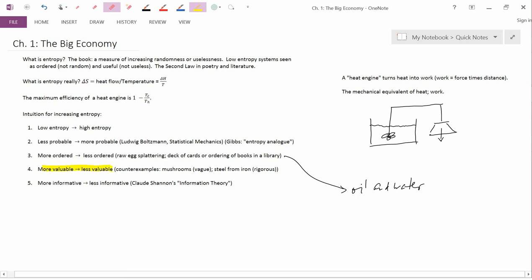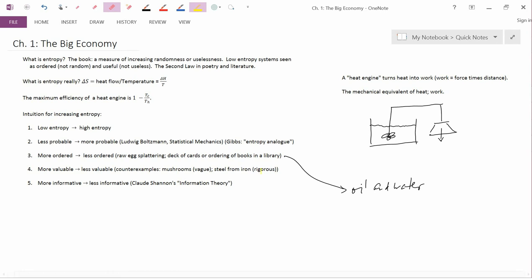More valuable to less valuable. Even Georgescu, who was influenced by Boltzmann's interpretation of statistical mechanics, even Georgescu rejected sort of an entropy theory of value, that more valuable things were low entropy things. The counterexample he used is mushrooms. In the kind of vague sense of number three, mushrooms are highly ordered, but you have some poisonous mushrooms, and poisonous mushrooms have a negative value. So if you want to use a vague notion of what entropy is, and I don't recommend it, then you do have a counterexample.